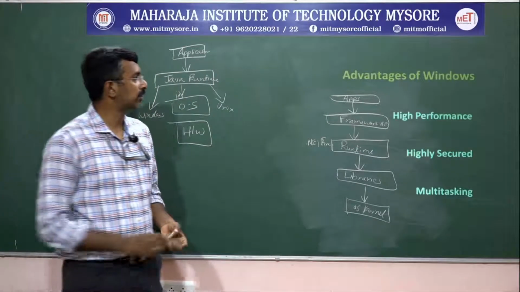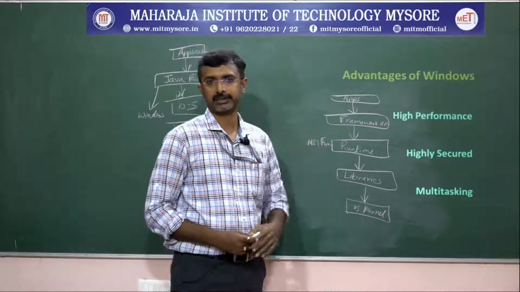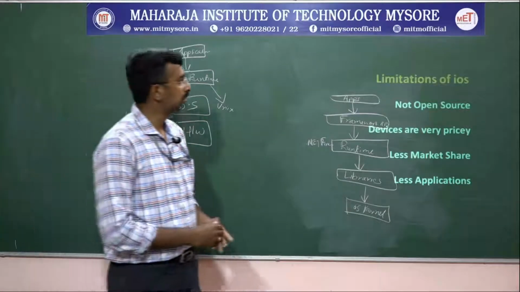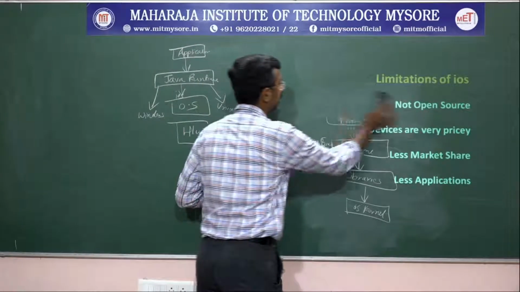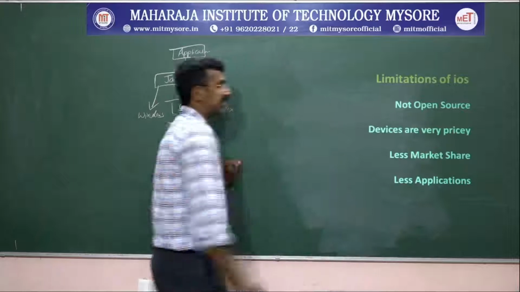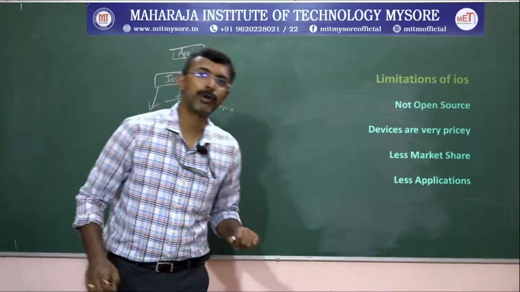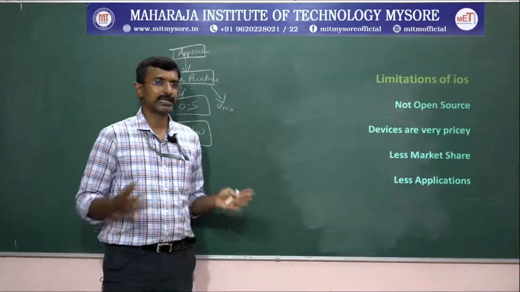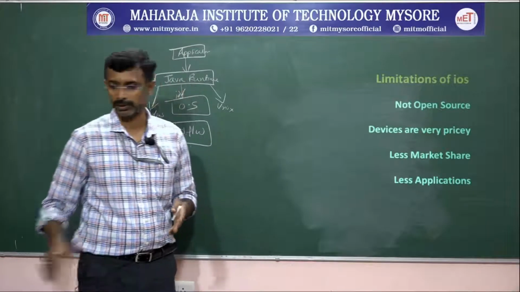The next is the advantages of Windows: very high performance, highly secure, multitasking. The same features go with it. The limitations: it's not open source, again it's a licensed one. Does it run on many other devices? No, devices are very pricey. It has a very small market share and a small number of applications in the market. So that's the reason it lost its market, and it is no more used in the world.